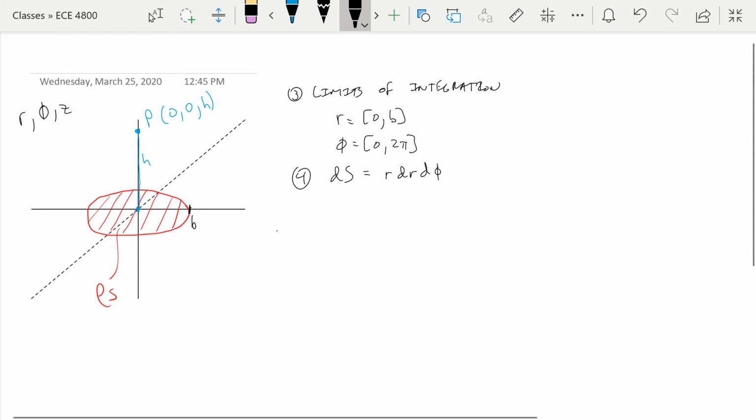Now, how did I come up with this? We look at the variables that we're going to integrate. Whenever we integrate through r, our differential length element is dr. Whenever we integrate phi, our differential length element is r d phi. So our ds, considering that we're integrating both of these variables, is going to be r, you have your dr here, and multiply that by r d phi, and that's how you get this right here.